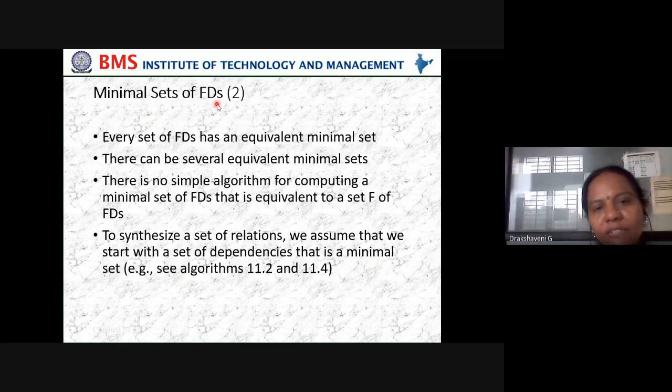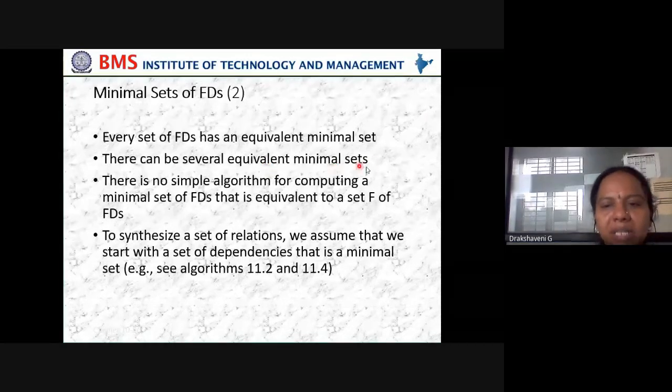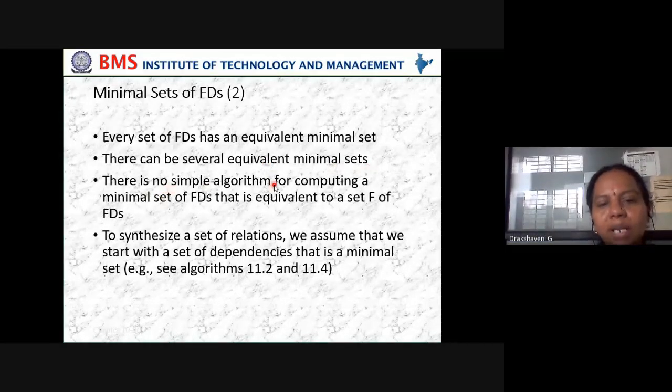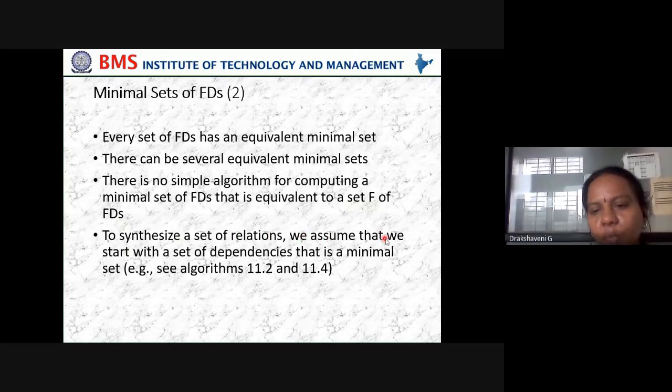Now, minimal sets of functional dependencies. Every set of functional dependencies has an equivalent minimal set. There can be several equivalent minimal sets. There is no simple algorithm for computing a minimal set of functional dependencies that is equivalent to a set F of functional dependencies. To synthesize a set of relations, we assume that we start with a set of dependencies that is a minimal set.